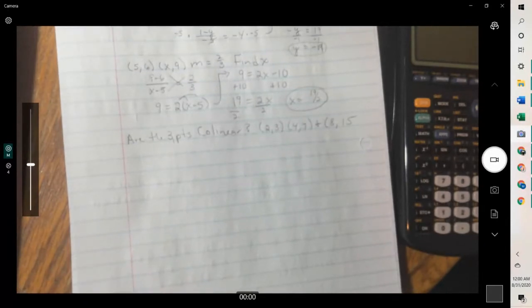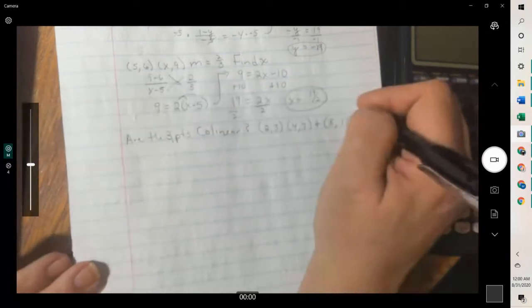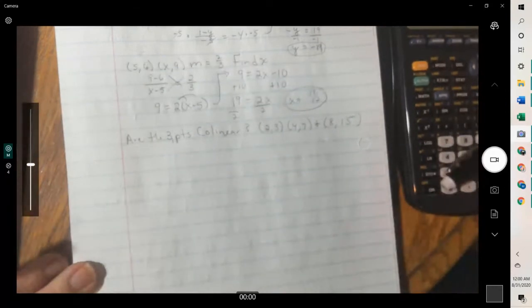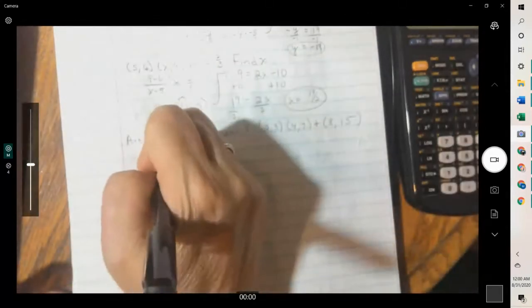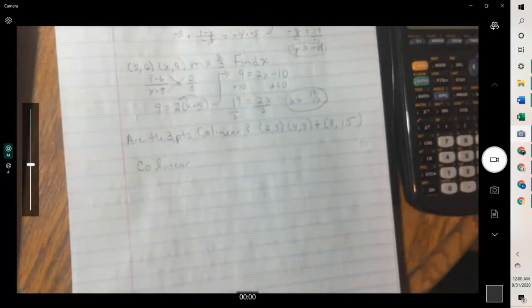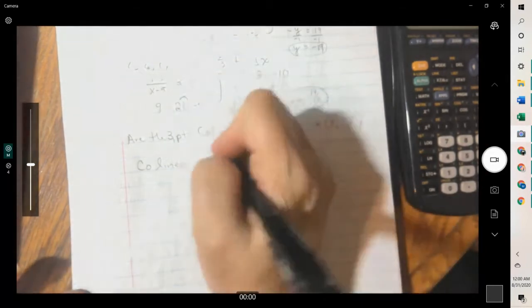Now this one, they want to see if these are coplanar. What coplanar means is they all are on the same line. Or sorry, collinear. Coplanar would be on the same plane, but collinear is on the same line. To be on the same line, the slopes between all of them need to be the same.